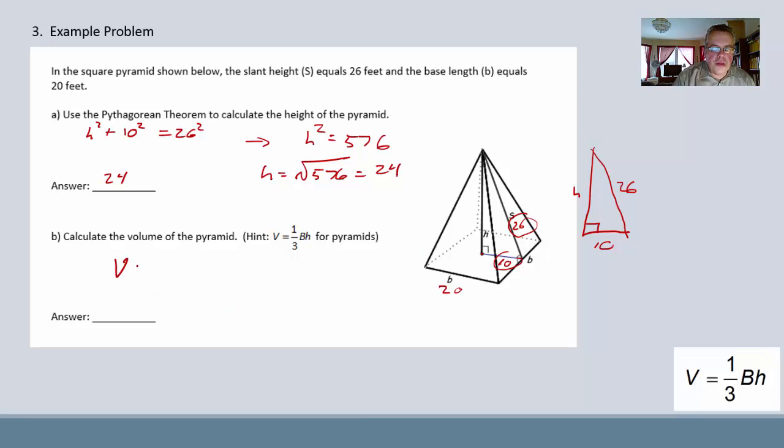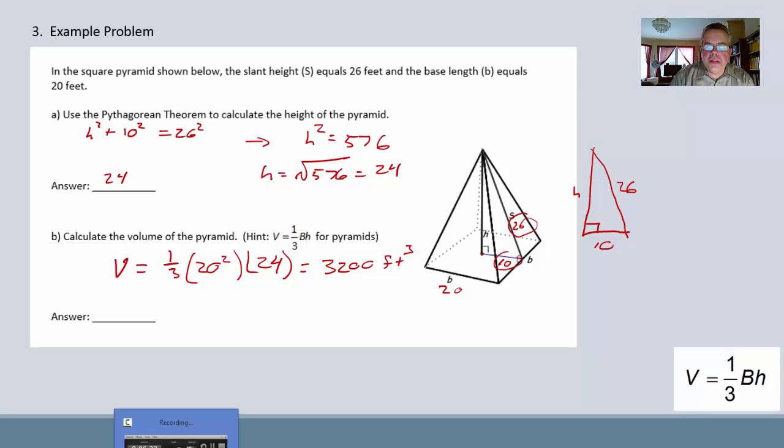So the volume is 1/3 the area of the base. Base is 20 by 20, so it's a square, so it's 20 squared, times the height, which we worked hard to find. And if you put all this together, you get 3,200 cubic feet. Okay, so it's not too hard, just a lot of little parts. All right, here we go.